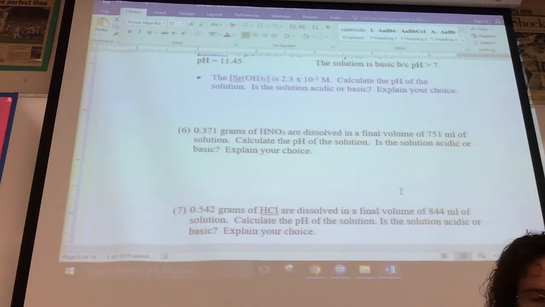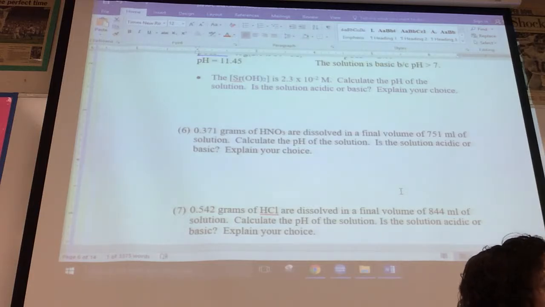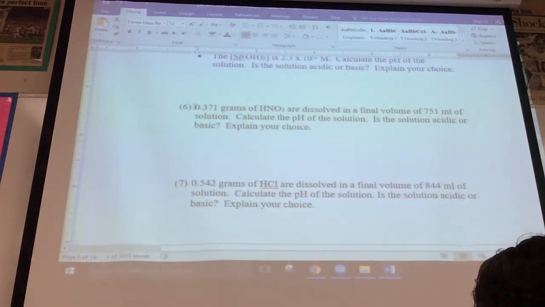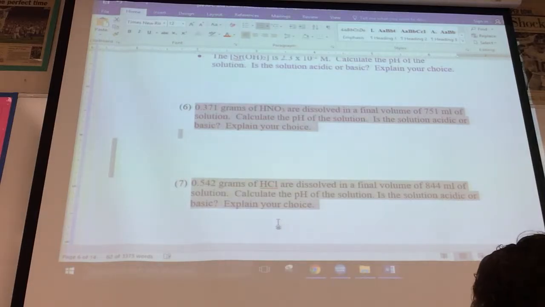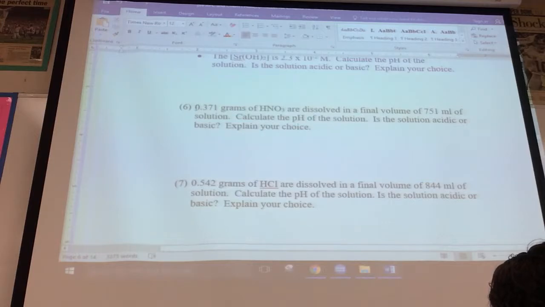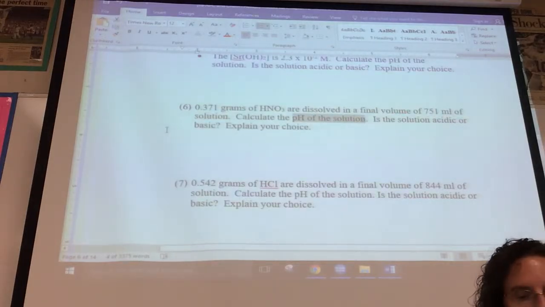All right, the other thing we want to do here, and this is really going to be a mathy type of day, in problems 6 and 7, this is going to majorly link acid and base chemistry with solution chemistry. There's nothing in this problem you don't know how to do already. If you look at number 6, you're given the mass of nitric acid, and you'll learn how to name the acids next time. It's dissolved in a final volume of 751 mils. We want to calculate pH. We want to know if the solution's acidic or basic.